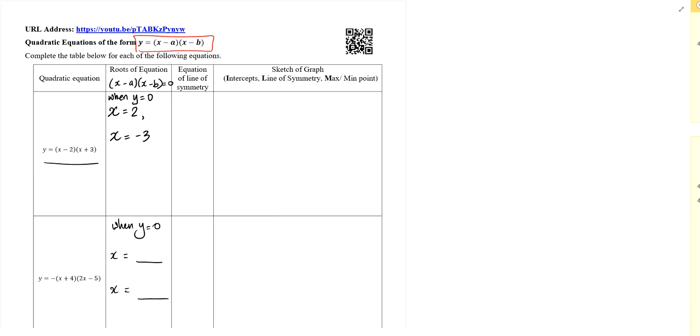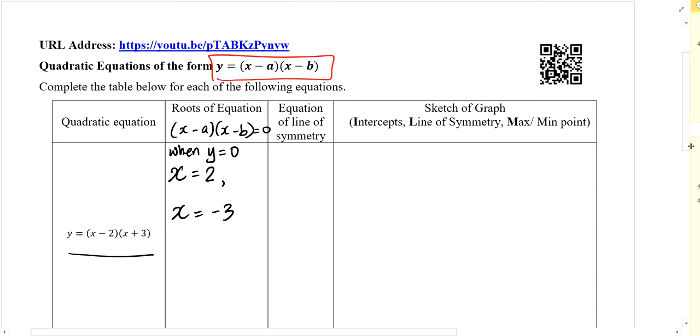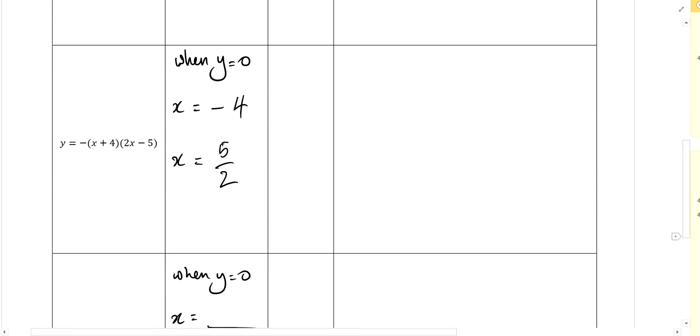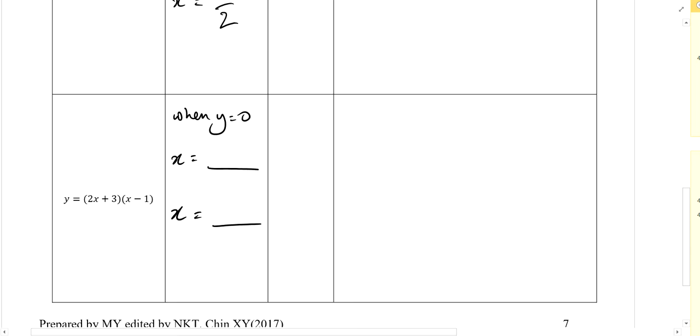Fill them up. Reyes, can you give us the answer for the second equation? What are 2 values for x? X is 4. And? Or negative 4. As well as? How much? Okay, 5 over 2. 2.5. Okay, they are correct. John, can you tell us the roots for the next equation? What?